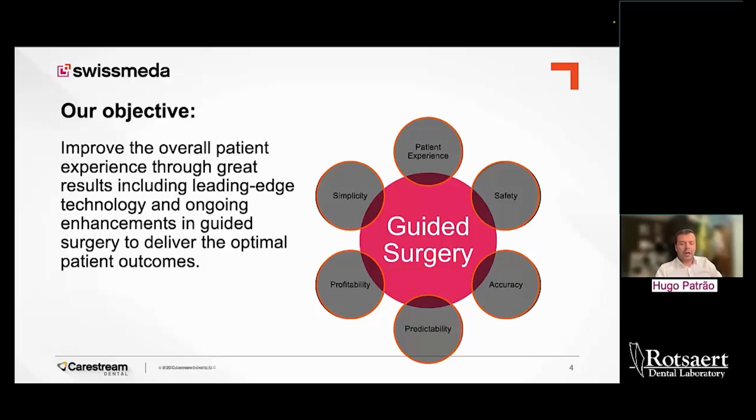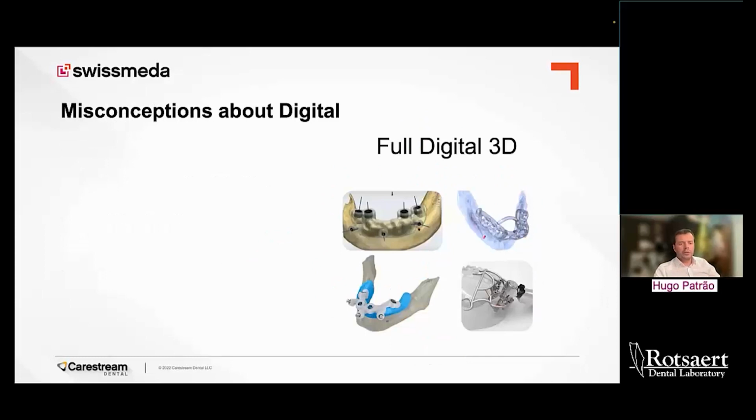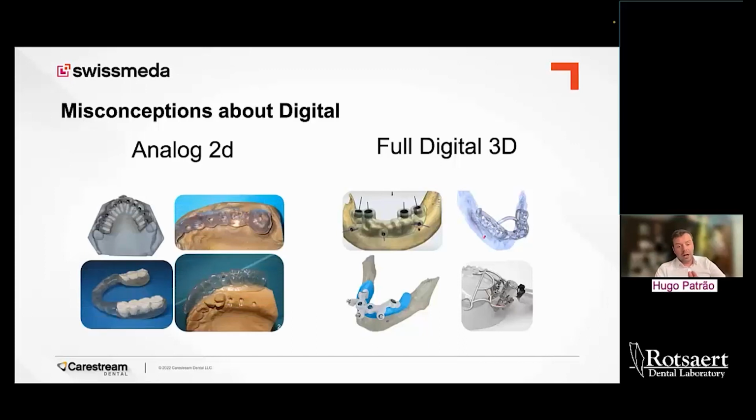Okay, so let's start with misconceptions, with a lot of the discussions that I have been around and been asked. Are those old-fashioned guides, the analog 2D ones that we see, true digital guides that we are able to use to get accurate implant placement? The answer is very simple. No, they cannot. They are not implant guides. We cannot call them that. The true name of those is prosthetic guides.